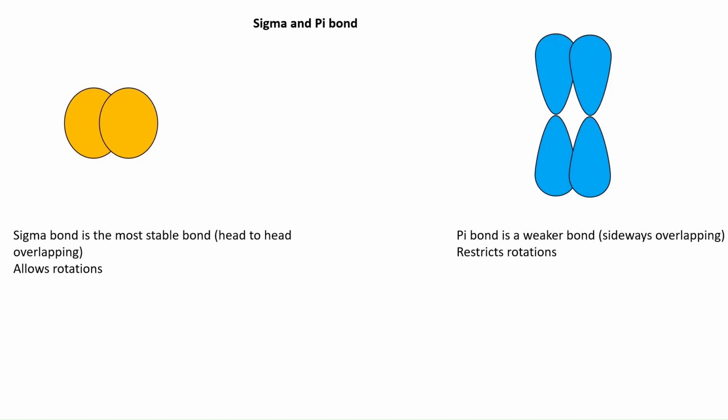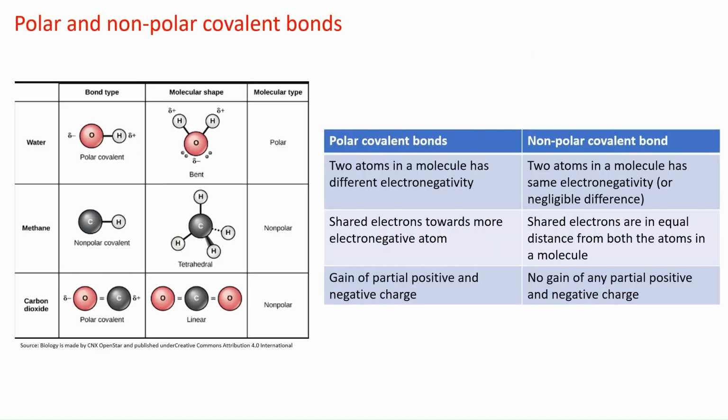Correct? Here again the same thing, sigma and pi bond. Sigma bond is more stable bond because head-to-head overlapping occurs, and it also allows rotation. In case of pi bond, it is weaker bond because sideways overlapping occurs and it restricts rotation. Now come to polar and non-polar covalent bond. Here three examples are given: water, methane and carbon dioxide.